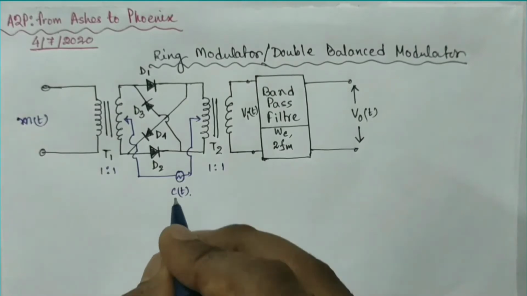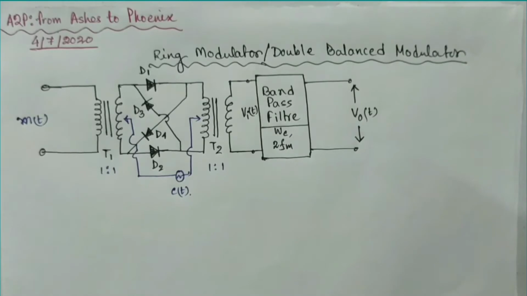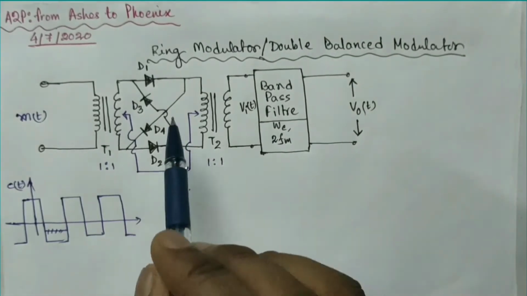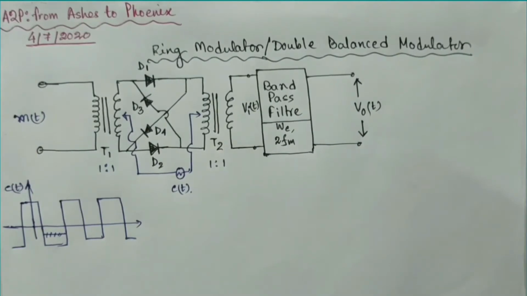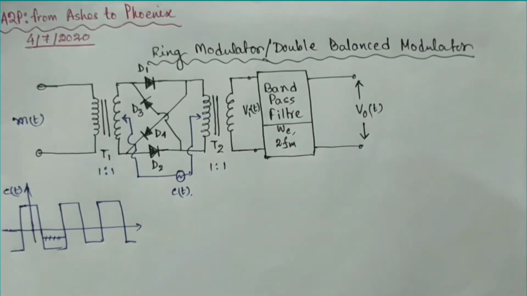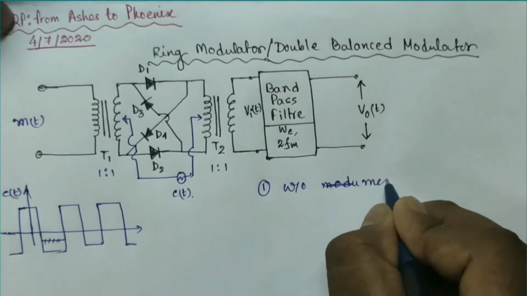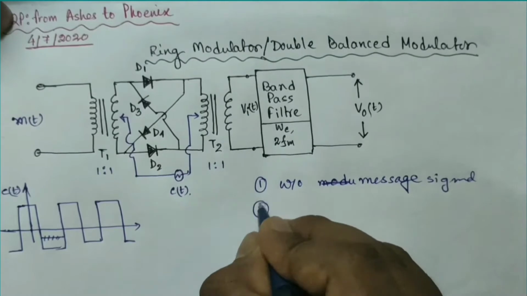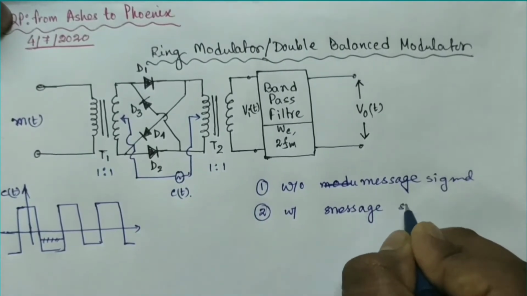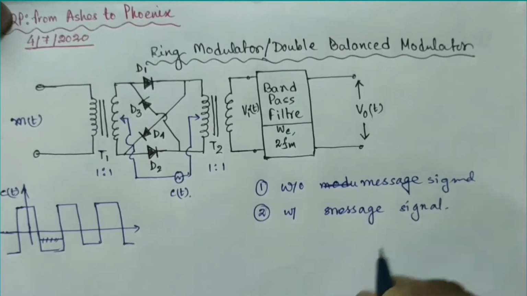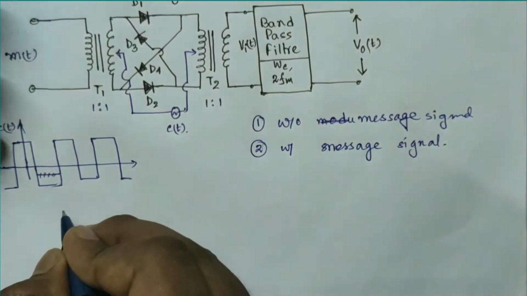Now here the carrier signal is generally taken to be a square wave like this, and the 4 diodes are connected in this way. Now to understand the working of this modulator, let me discuss it in 2 parts. First, we will discuss it without using the message signal, and then we will introduce the message signal to get the desired DSBSC signal at the output.